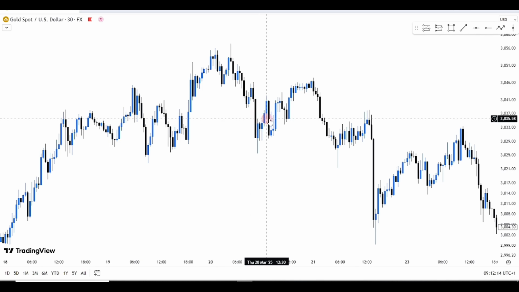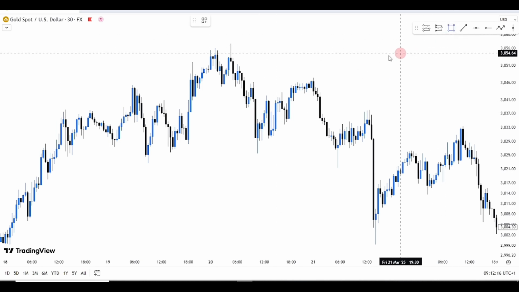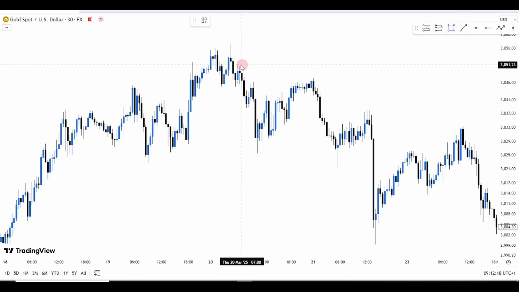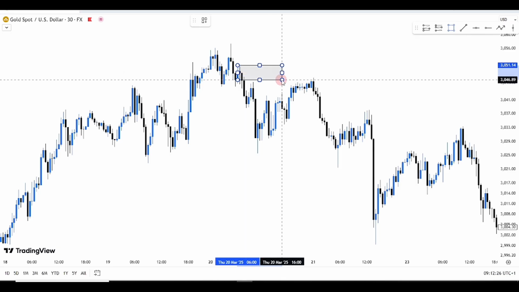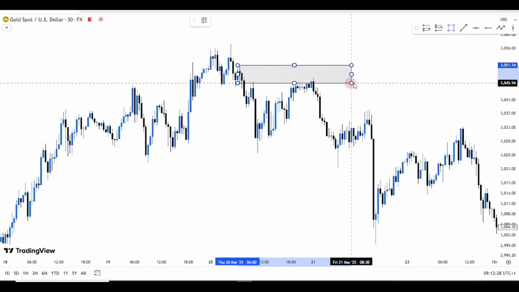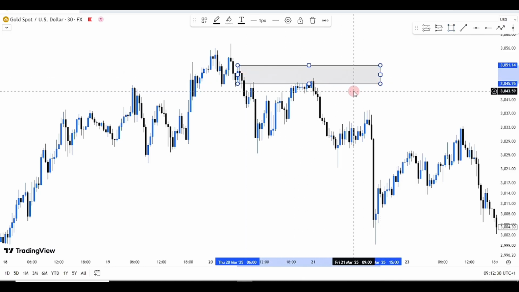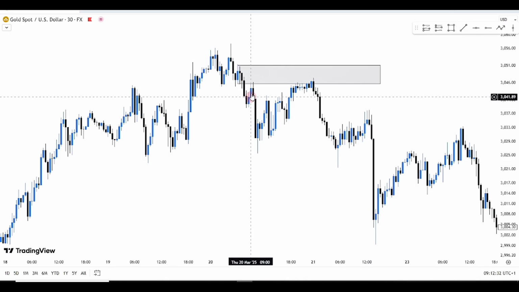So at this point, if I want to look at my supply, I want to map out the last bullish candle that formed before the aggressive sell to the downside. So this was the last candlestick pattern that formed before the aggressive sell to the downside. So I want to map out that very point, then wait for price to pull back at that point in order to sell.